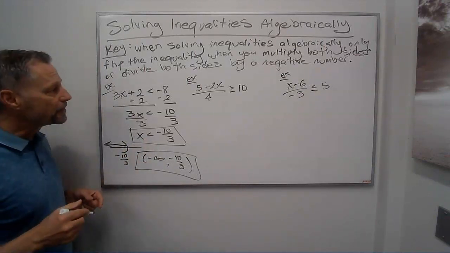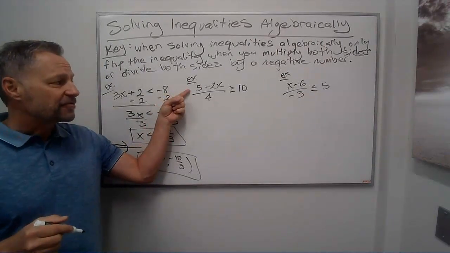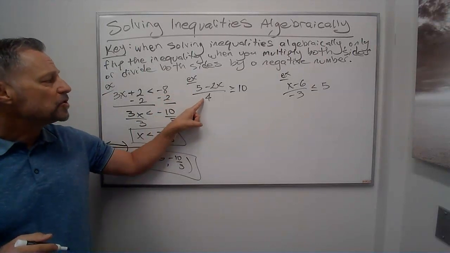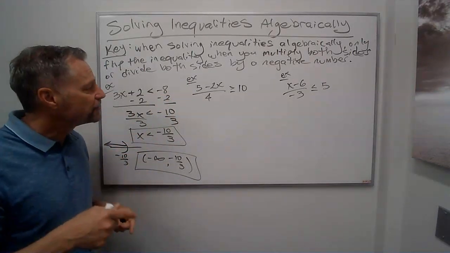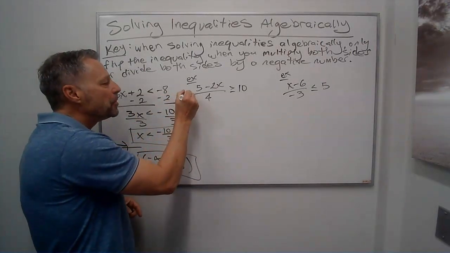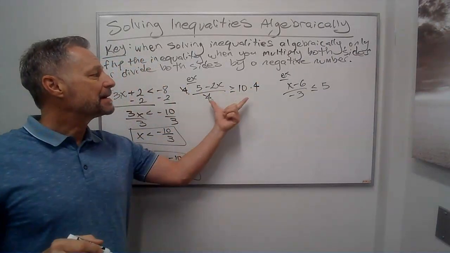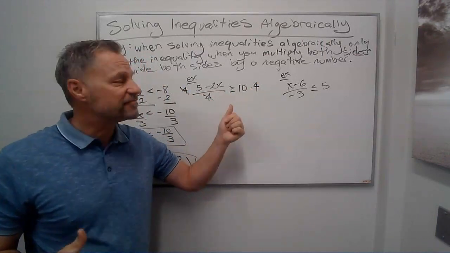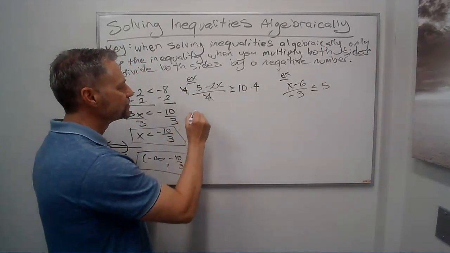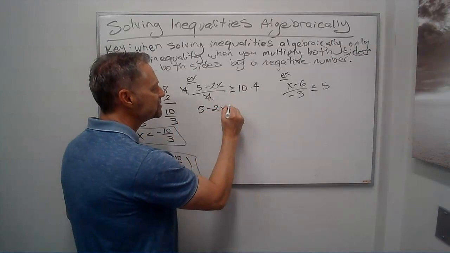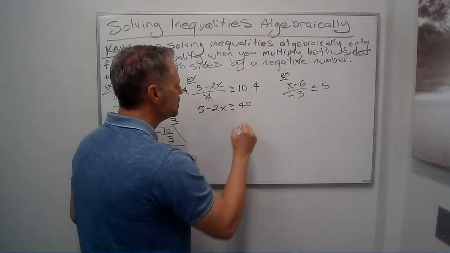All right, a couple more. Now I've got a fraction that I'm starting off with. Notice I want to get rid of this 4. Let's get rid of the fraction first. I'm going to multiply both sides by 4. That's going to cancel this, but I'm multiplying by a positive number, so don't flip the inequality. So I get 5 minus 2x less than or equal to 40.